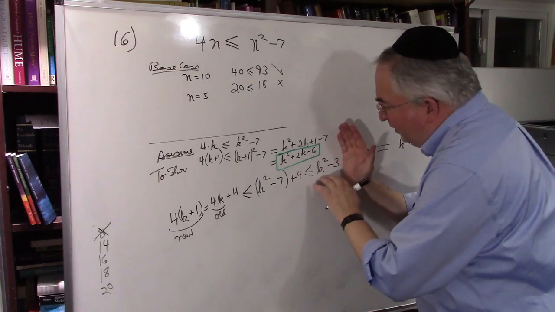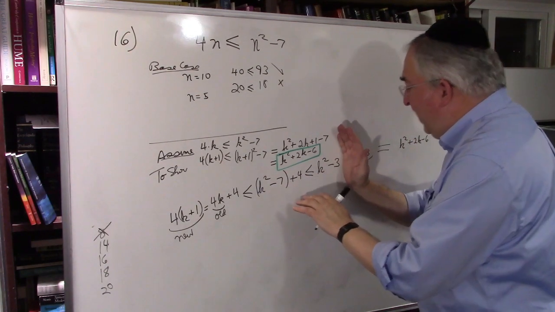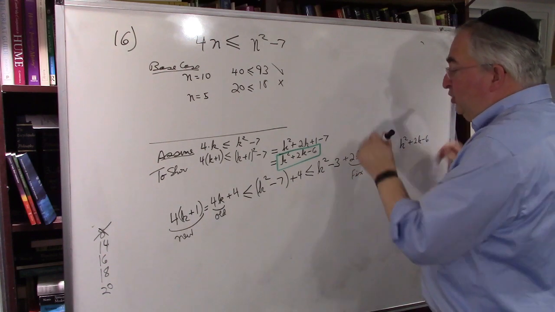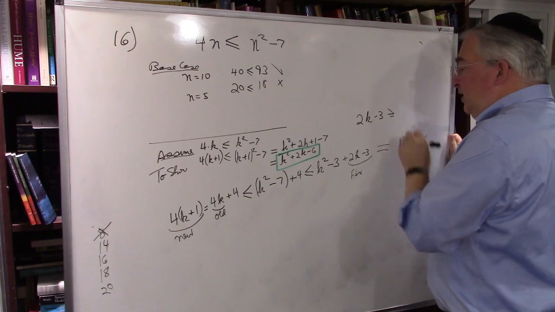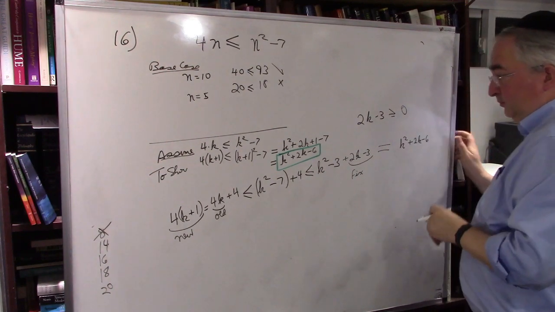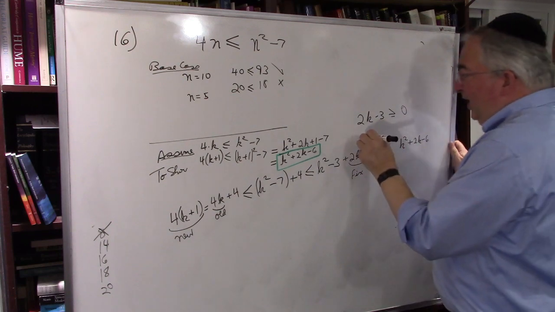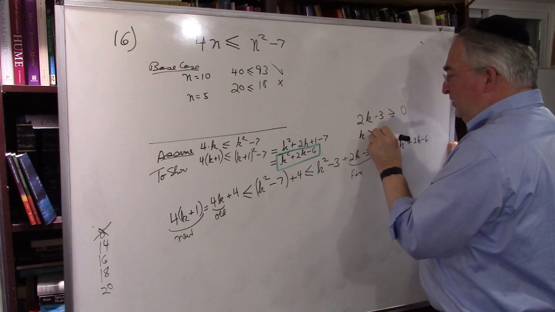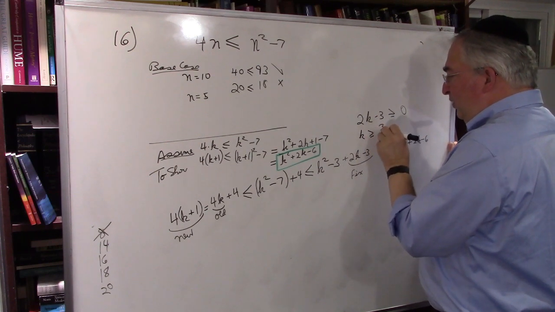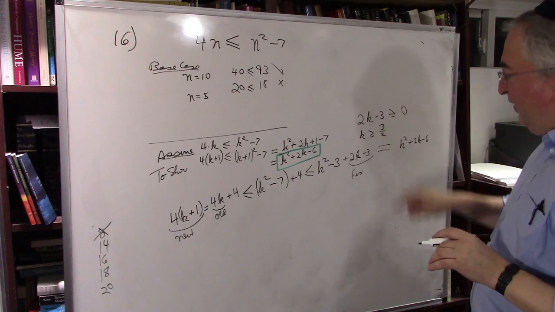Look, I have this. This is k squared minus 3. That's equal. Now I'm going to add something to that. 2k minus 3 is more than 0. Okay? Why is this true? Well, k, let's do this. K is more than or equal to 3 over 2. As long as k is more than 3 over 2, then this is in fact true.